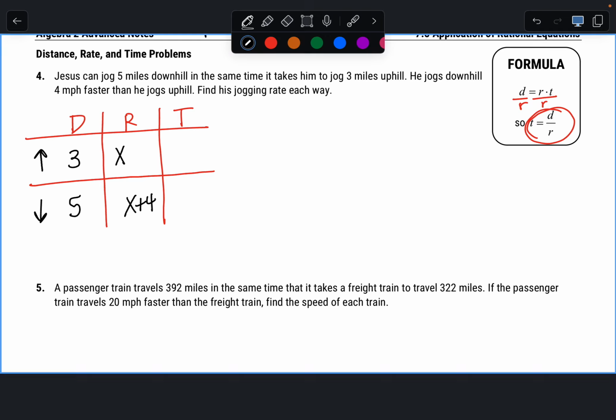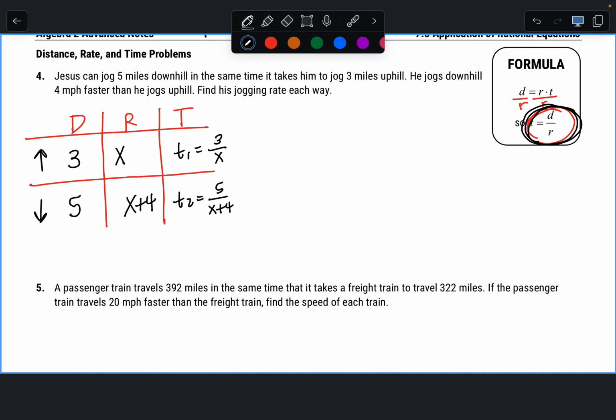Okay, now, time. T1, T2. So what you're going to do is set up T1 as distance over rate. So this is going to be 3 over x, and T2 is going to be 5 over x plus 4. So all I did was use this formula here: T is equal to D over R.